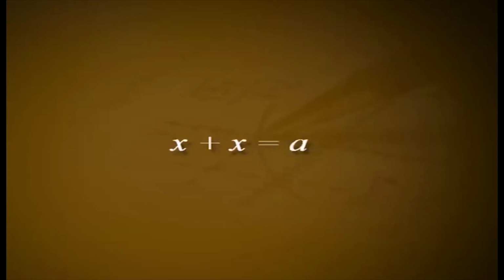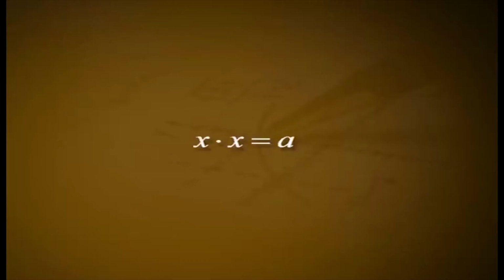Example 10. The group R star of non-zero real numbers under multiplication is not isomorphic to the group R of real numbers under addition. Argument. An equation x plus x is equal to a always has a solution in R plus for every a in R. But the corresponding equation x dot x is equal to a does not always have a solution in R star dot. For example, if a is equal to minus 1. More explanation.